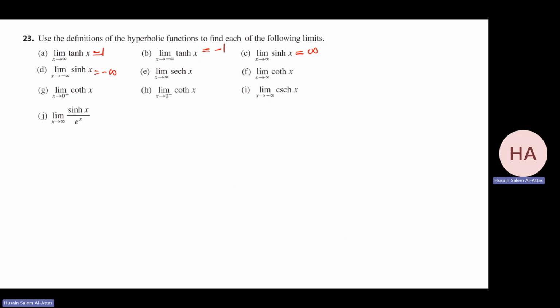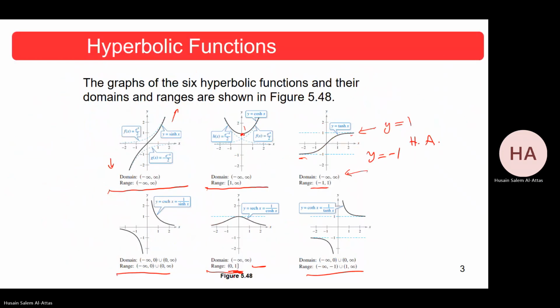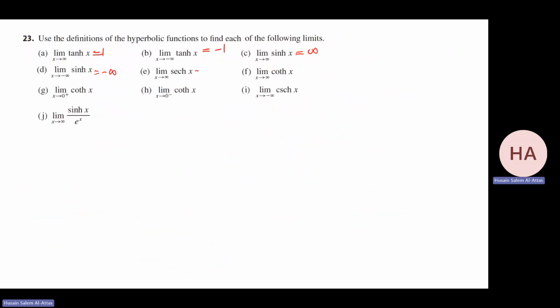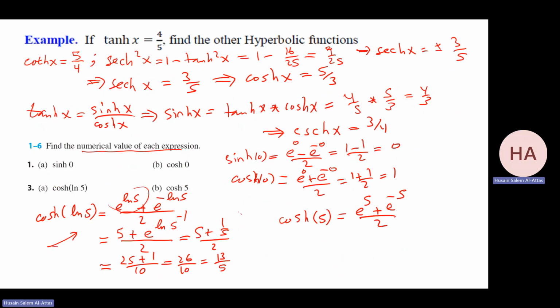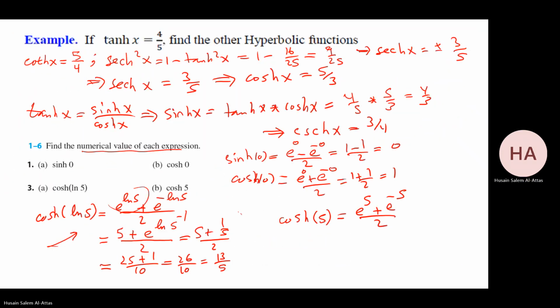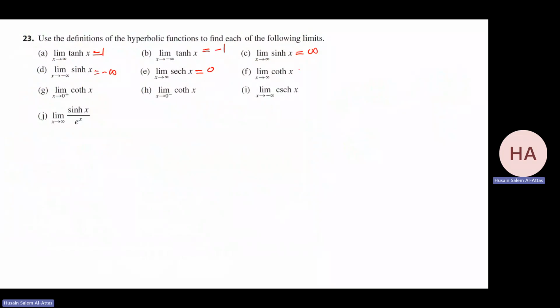For secant hyperbolic, I'm doing only x goes to infinity. As x goes to infinity, secant hyperbolic, y is going to what? It's going to 0. So this is equal to 0. Cotan hyperbolic, as x goes to infinity, what will happen? This is the graph for cotan hyperbolic. As x goes to infinity, it's going to what? It's going to 1. That's equal to 1.